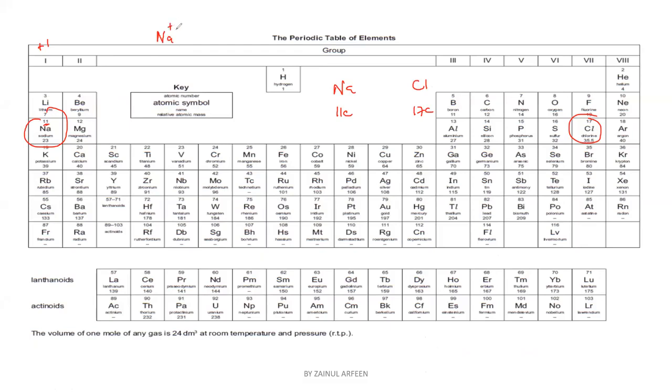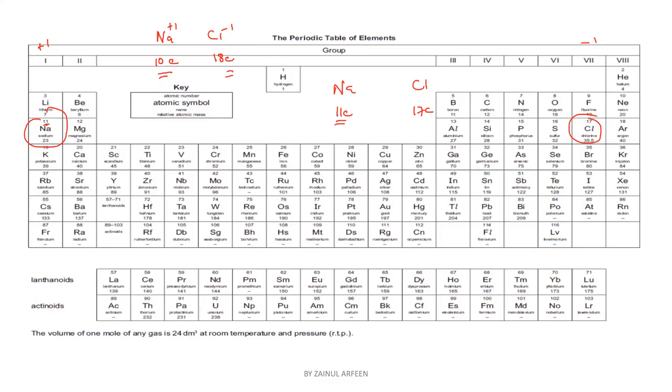As it loses 1 electron, sodium will form a positive ion. And chlorine belongs to group 7, so it will gain 1 electron, so it will form a negative ion with a charge of minus 1. A sodium atom has 11 electrons, so the sodium ion will have 10 electrons. A chlorine atom has 17 electrons, but the chloride ion, because it gains an extra electron, will have 18 electrons.